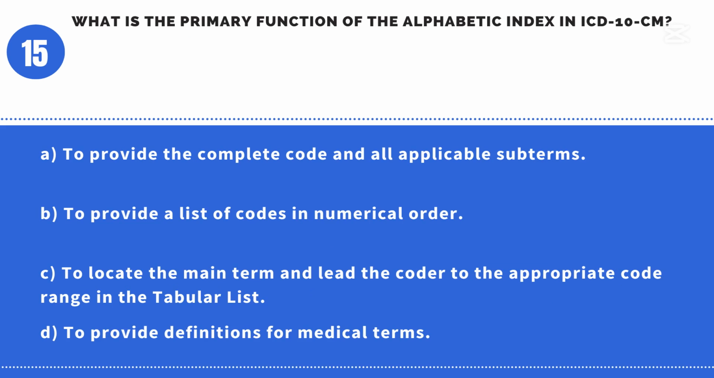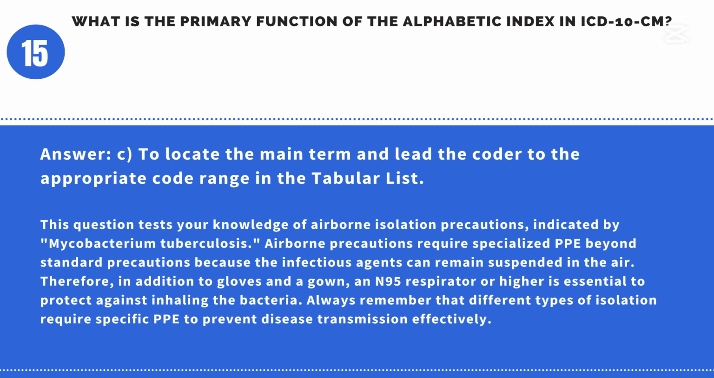Question 15. What is the primary function of the alphabetic index in ICD-10-CM? A. To provide the complete code and all applicable subterms. B. To provide a list of codes in numerical order. C. To locate the main term and lead the coder to the appropriate code range in the tabular list. D. To provide definitions for medical terms. Answer: C. To locate the main term and lead the coder to the appropriate code range in the tabular list.